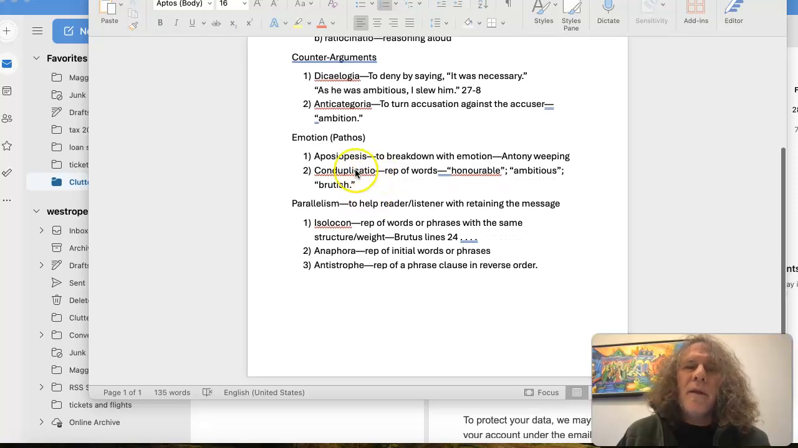And here I'll just name two that are used. We have the aposiopesis, and that's to break down with emotion. And Antony does this. I mean, his dear friend Caesar has been murdered, and he's speaking in front of this big assembly, and they want to know how he's going to react. Is he going to be like, oh, well, he's dead, now I get to be king or emperor or whatever? And no, man. He breaks down.